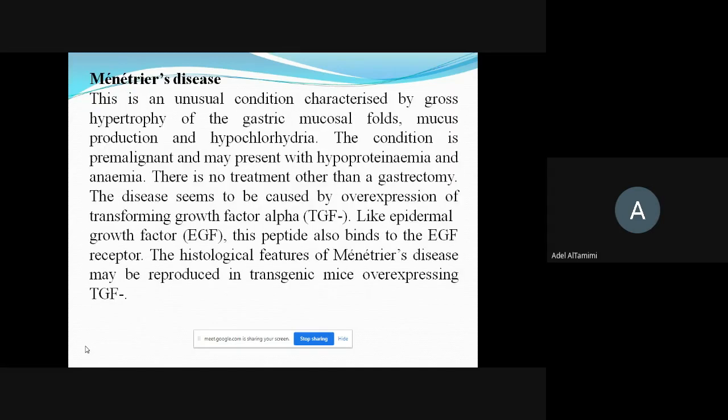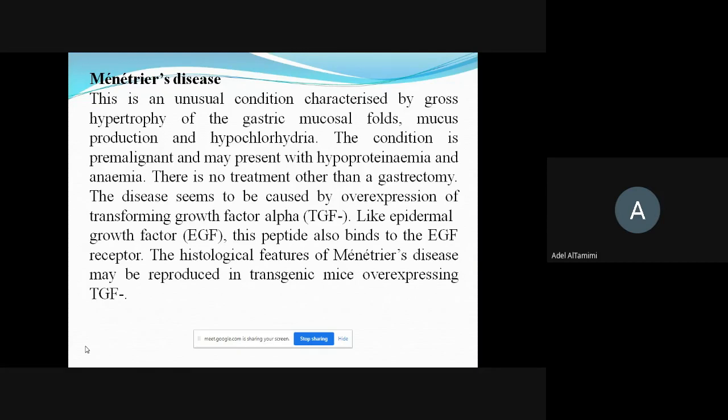Another type of gastritis is a Mentrier's disease. This is an unusual condition, usually rare condition, characterized by gross hypertrophy of the gastric mucosal fold. اللي تعرفوها يسموها روغي of the stomach, gastric mucosal fold, and excessive mucus production and hypochlorhydria. يعني هاي الترايت اكو عندنا hypertrophy excessive mucus secretion وhypochlorhydria.